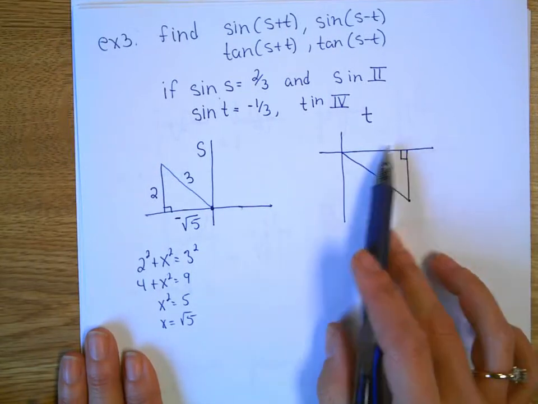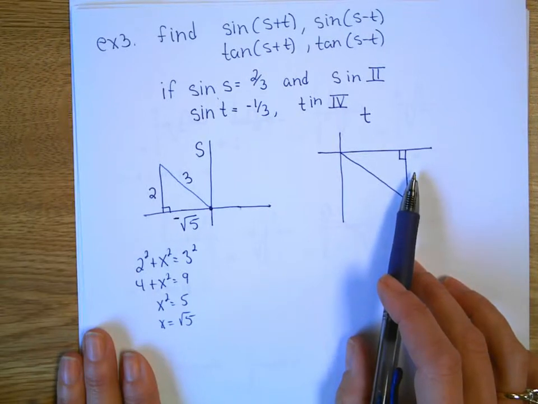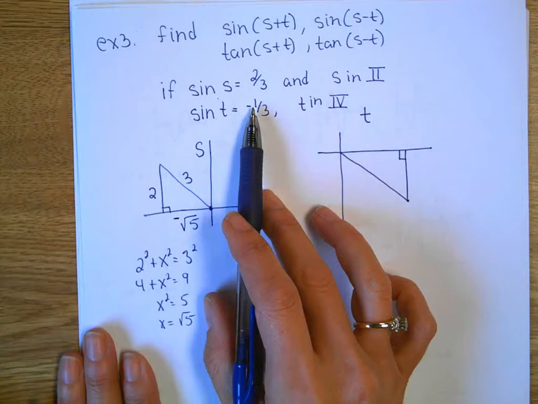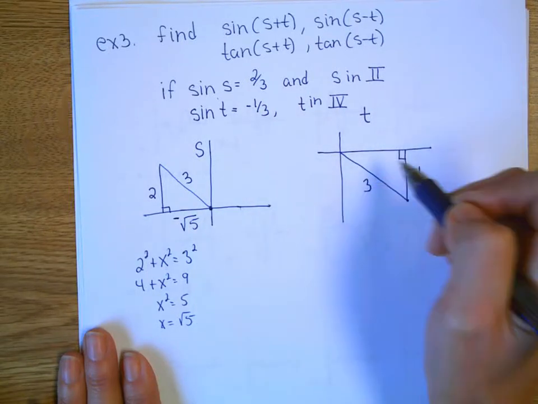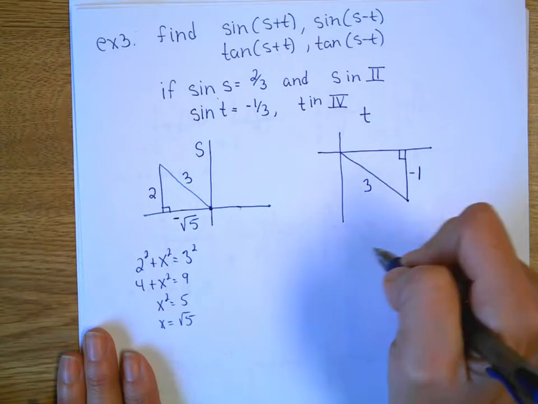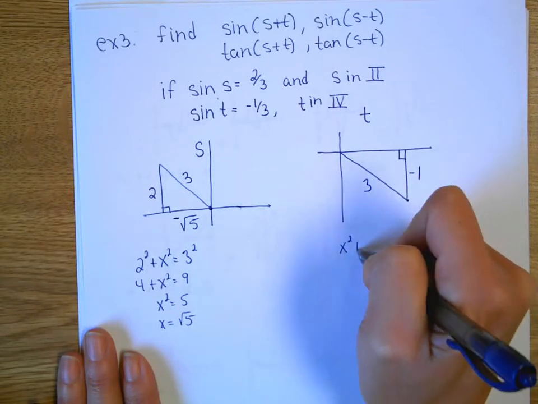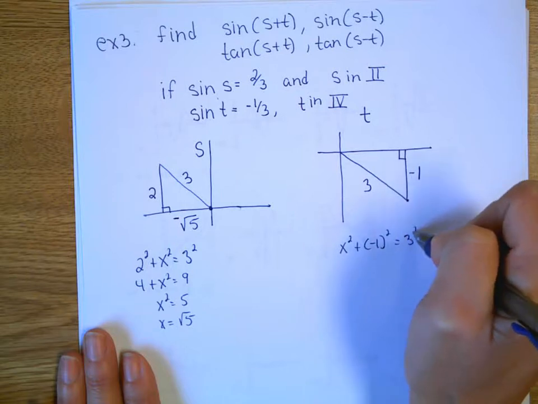So, what do I know about triangle T? We know the y and then the hypotenuse. Yes, the opposite is a negative 1. The hypotenuse is a 3, and the x side is going to be positive. So now we just do a little Pythagorean theorem to find that. So x squared plus negative 1 squared equals 3 squared.